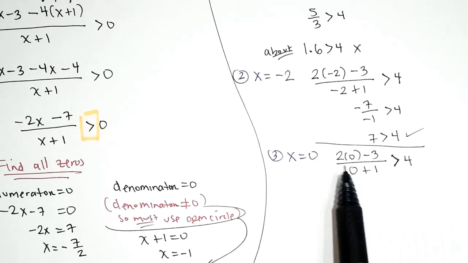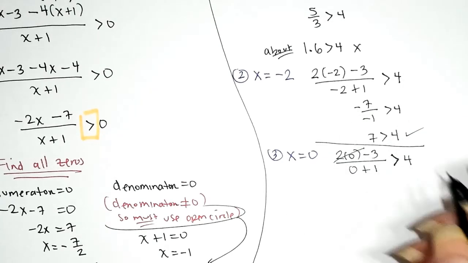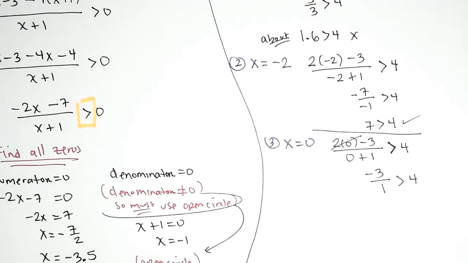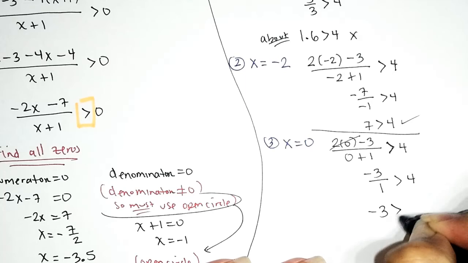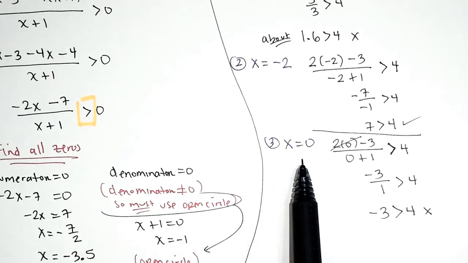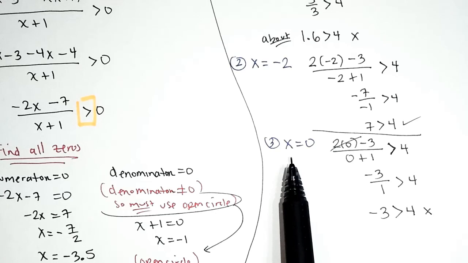Okay, 2 times 0 is 0, and that will leave us with -3 over 1. The quotient of -3 and 1 is -3. So the question I want to ask myself is: is -3 greater than 4? That's a lie. -3 is not bigger. Okay, so it doesn't check out. So the moral of the story is this: since our test value, no matter which one you pick, is not a solution, that means that none of the numbers in that interval are a solution. So I'm going to cross it off for dramatic effect.